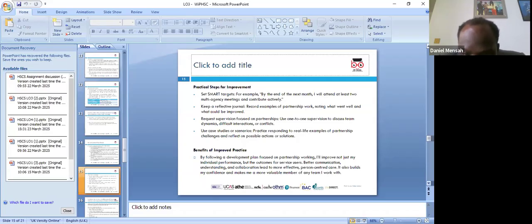By following a development plan focused on partnership working, I will improve not just my individual performance, but then the outcomes for service users. Better communication, understanding and collaboration lead to more effective person-centered care. It also builds my confidence and makes me a more valuable member of my team. Very important.